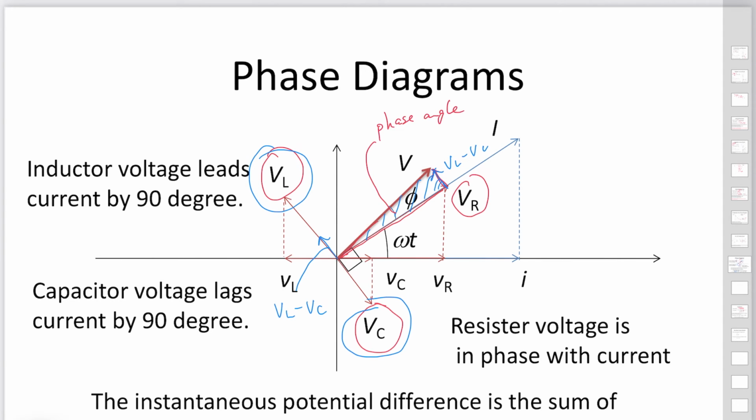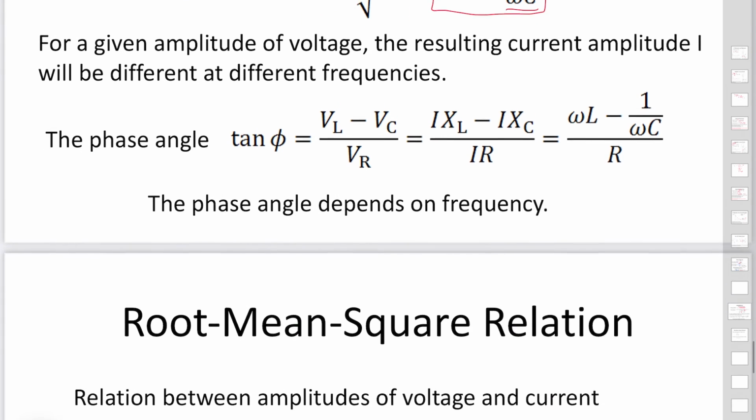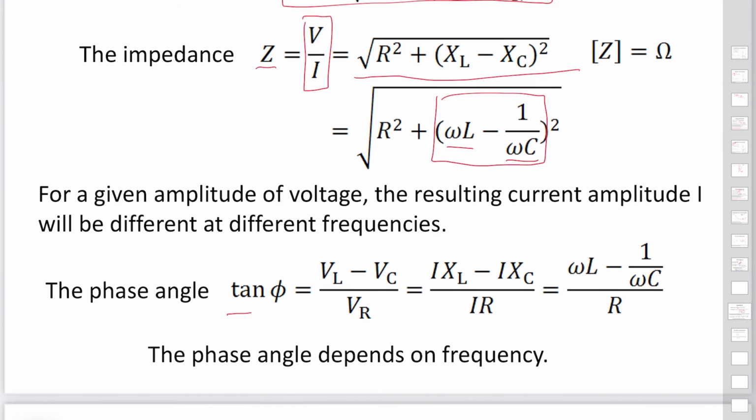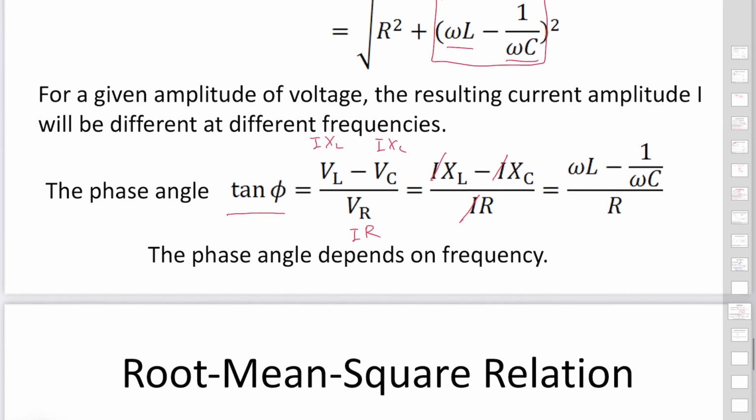And the phase angle, this phi, this is the phase angle. You could consider this triangle. The phase angle is expressed as tangent phi equals V sub L minus V sub C over V sub R. You can substitute, then I is going to be cancelled out. So it becomes omega L minus 1 over omega C, over R. So the phase angle depends on the frequency omega.